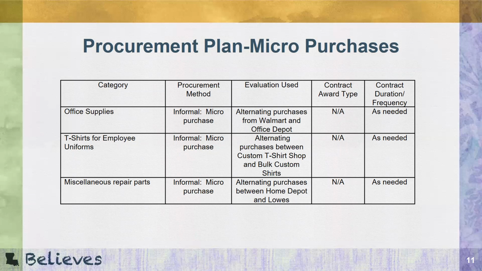So you see that for office supplies, they're going to use Walmart, and then they're going to turn around and use Office Depot. For t-shirts, they're going to use the Custom T-shirt shop and Bulk Custom Shirts. And for miscellaneous repair parts, they're going to alternate between Home Depot and Lowe's. You just have to make sure that each invoice does not exceed the $10,000 threshold.